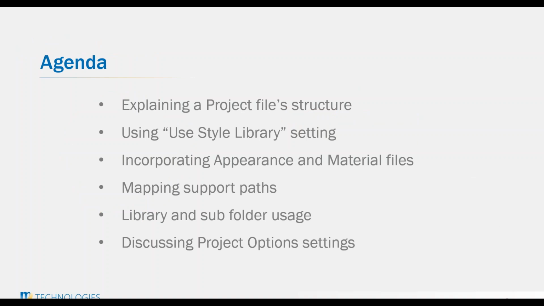Today's agenda is basically just explaining what the Inventor project file does and how it can help you better maintain or streamline your data, based on how it is called within the Inventor program. The agenda will include explaining the project file structure, using the Use Style Library setting, incorporating appearance and material files, mapping support paths, library and subfolder usage, and, at the last, discussing the project option settings.